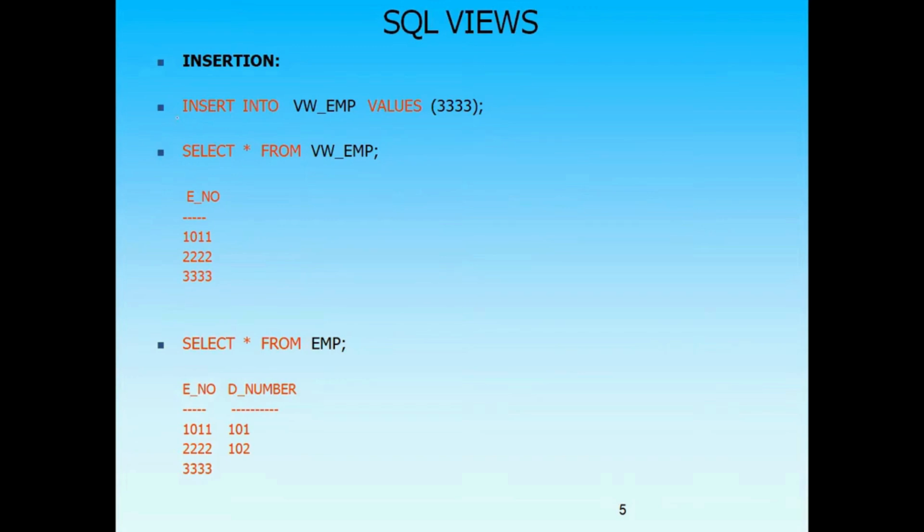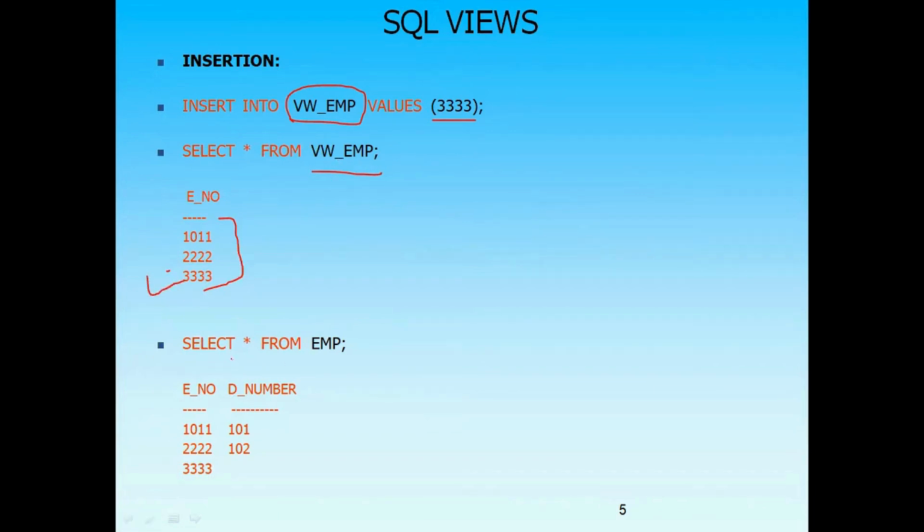If we insert data, insert into, now instead of the table name, I'm passing the view name. Insert into my employee view values 333. Now this 333 indicates my employee number. If you select star from employee view, you can find that 333 is inserted into the view. This new record we have inserted into the view.